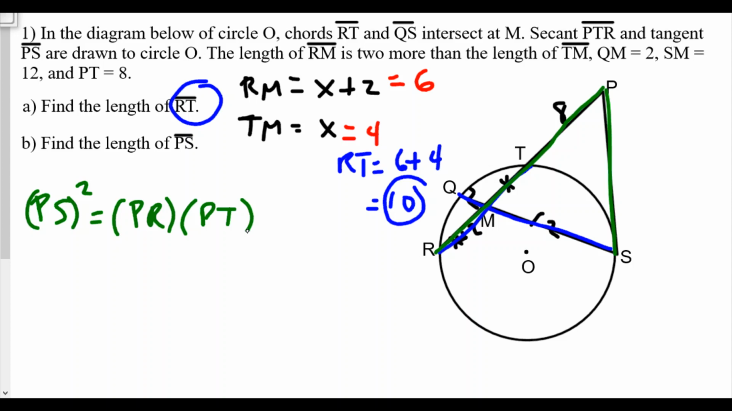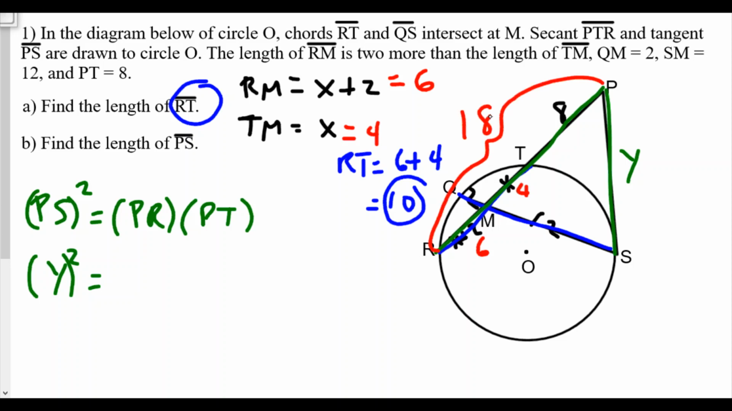And so now let's take a look though. Well, PS we don't know. Well, I'll call that Y. So we have Y squared because we're looking for PS. PR, well, let's see now. Let's make sure we label this. We said that TM was going to be 4, and RM was 6. When we add them all together, PR is equal to a measure of 18.